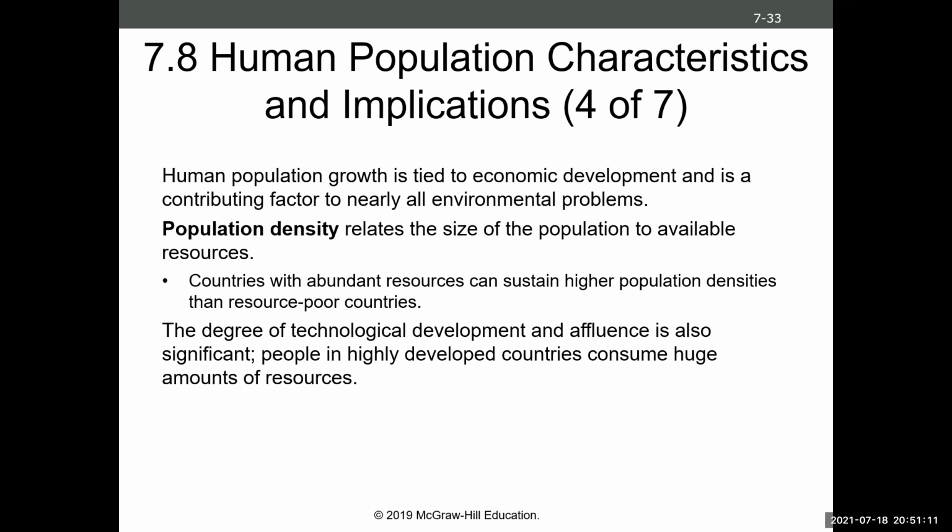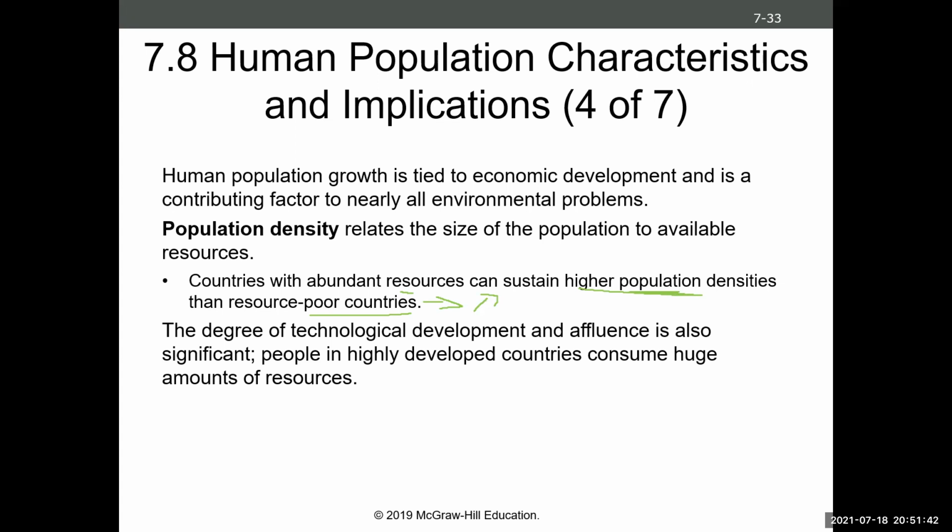And so human population growth is really tied to economics, finances, and economic development. And so population density: we're looking at the size of the population relative to its available resources. Countries with abundant resources can have higher population densities for longer periods of time than these poorer countries. But what we're seeing is these poorer countries tend to be growing faster, and their technological development is much slower.